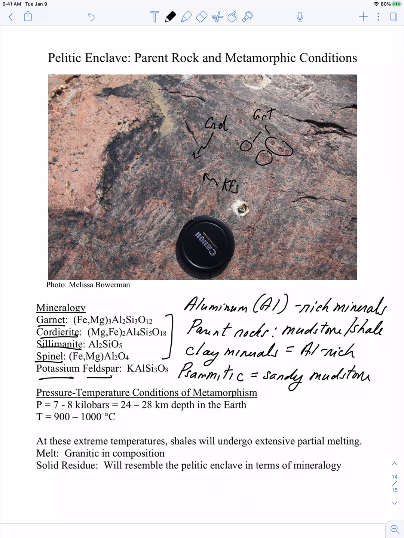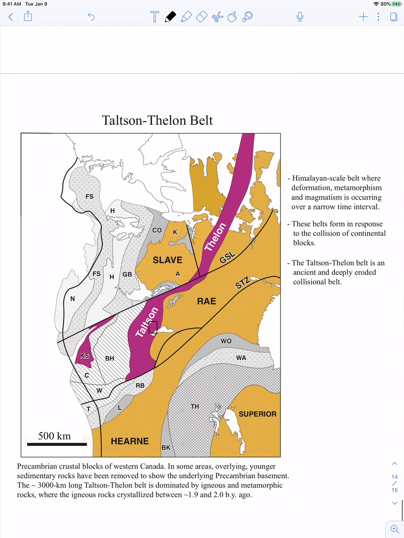Okay, so what I want to finish off with, in the final slide, is to step back a little bit and place the Precambrian geology that we've been talking about in northeastern Alberta into the broader context of the Precambrian geology of all of Western Canada. What's shown on this map are the different Precambrian crustal blocks that we find in Western Canada.